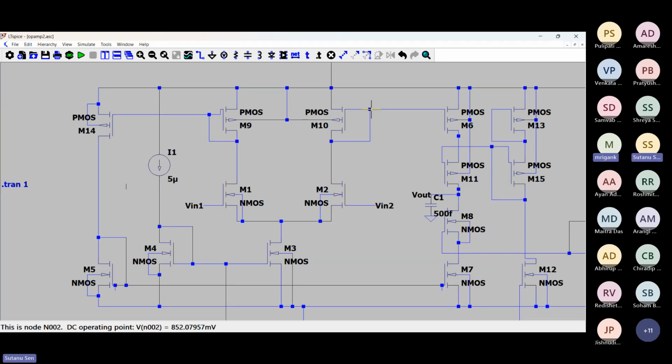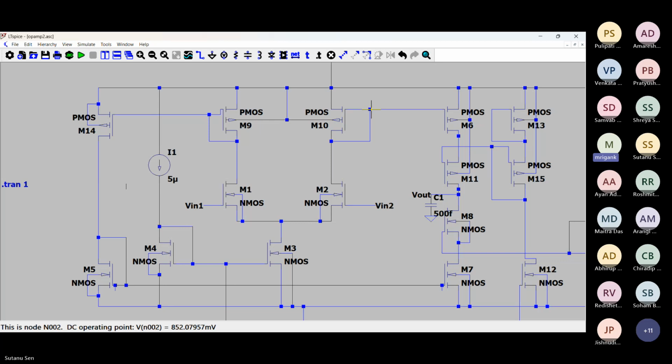Sir, but the IDs are also different, right? As we see, the ID of M9 is also different. ID is also vastly different. So most of the ID is flowing through M10. So 2ID, ID is much bigger, and then V overdrive. So ID is also higher, V overdrive is also higher. So maybe the GM is getting compensated on both sides. Although not by that amount, but still it will be somewhat compensated, right?